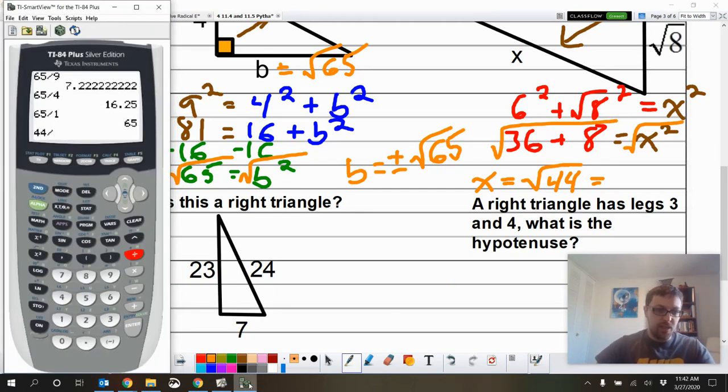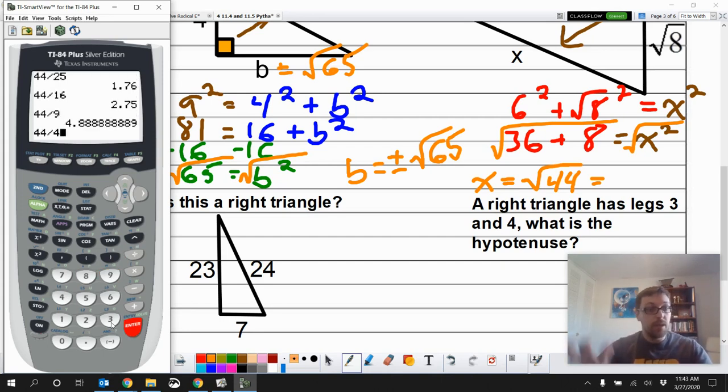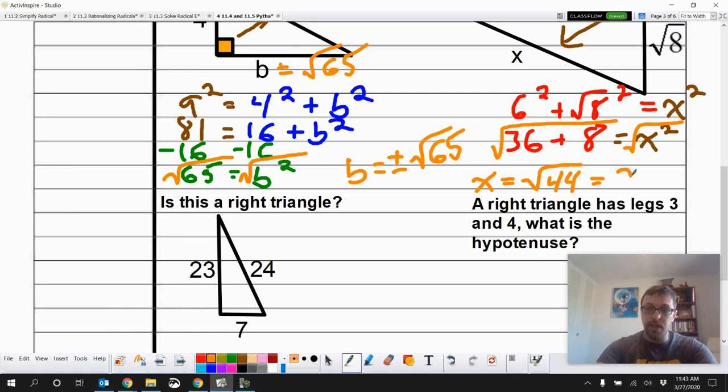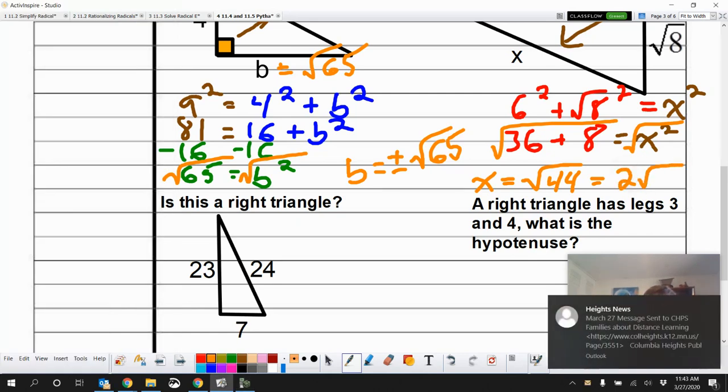44 divided by, the closest one I can get, 7 would be too big, 49. So let's use 6. So 36. No. 44 divided by our best next one is 25. 44 divided by our next one, which is 16. 44 divided by our next one, which is 9. 44 divided by our next one, which is 4. Success. So the square root of 4, I'm just going to do that right away. It's 2. And then we've got the square root of 11.